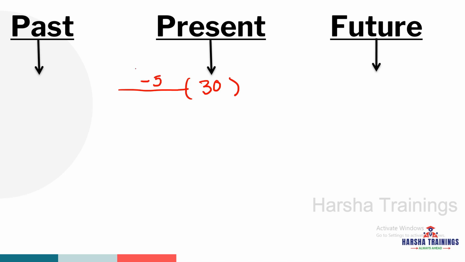5 years ago, my age was how much, guys? Anyone? 5 years ago, my age was how much? 25. Yes, very good, excellent. 25 years. I'm taking the same example. Presently, my age is 30 years. 5 years before, my age was how much?